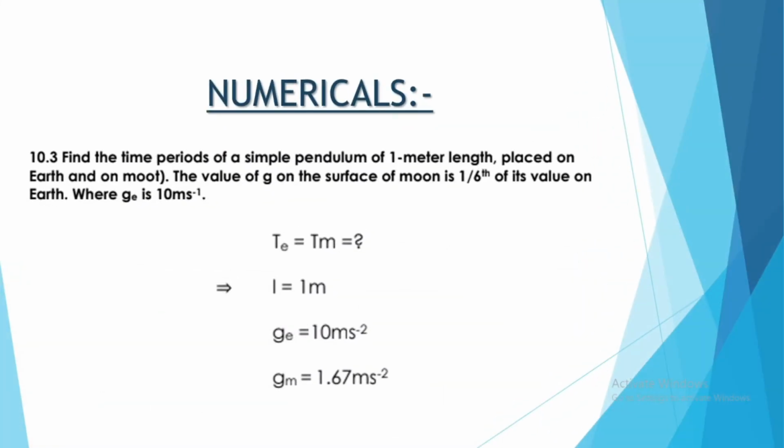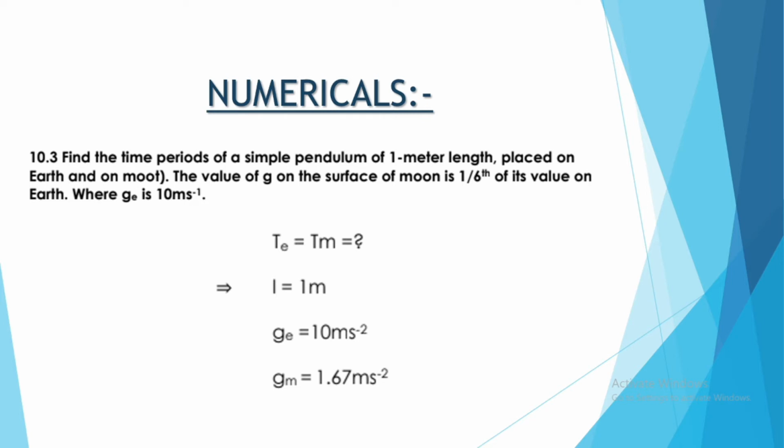Moving on to the next numerical, 10.3. Find the time periods of the simple pendulum of 1 meter length placed on Earth and Moon. And the value of G on the surface of the Moon is 1/6 of its value on the Earth, where G is 10 meter per second square.